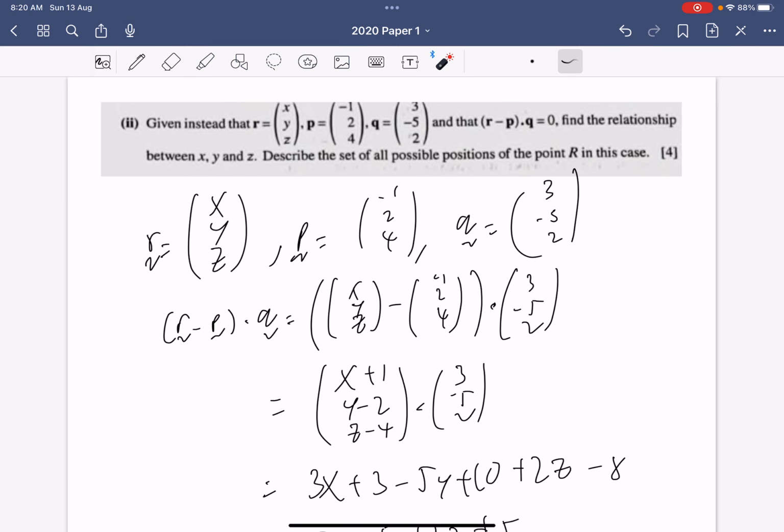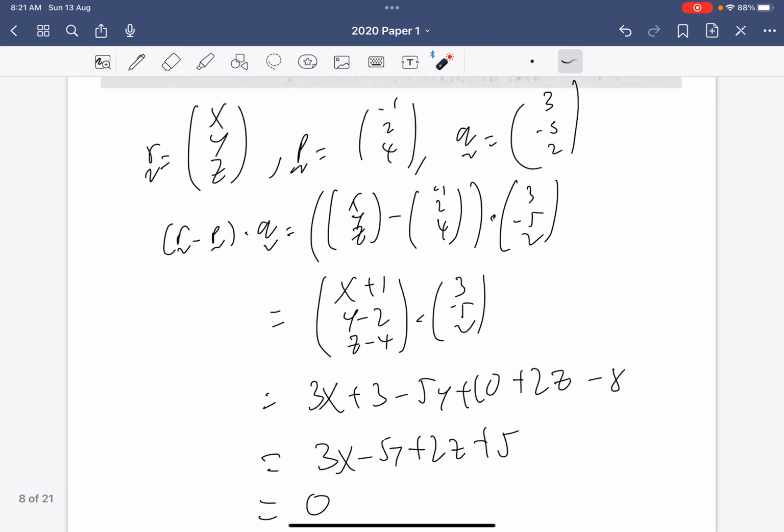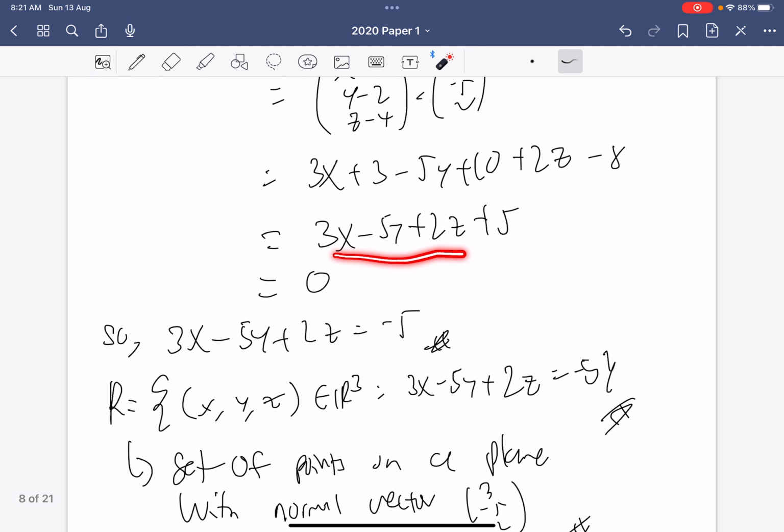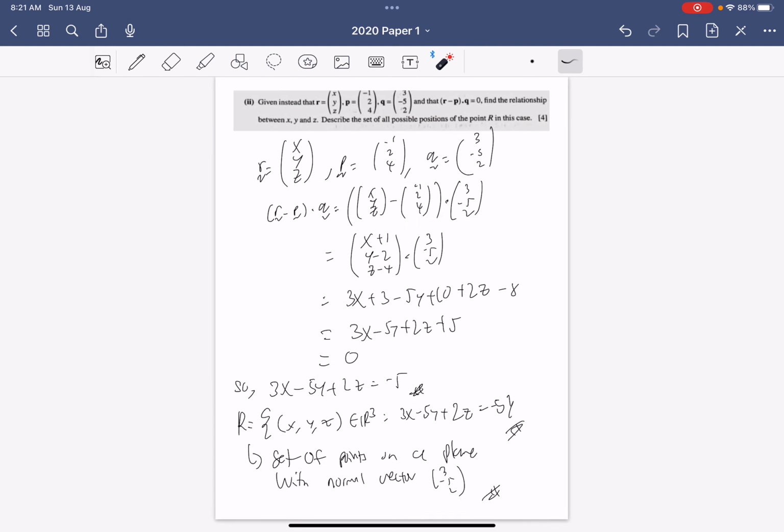Now we are just given the vectors R, P, and Q respectively, and we're supposed to find the relationship between x, y, and z. But now instead of cross, it's a dot multiply. In this case, because you already have the values, you just need to dot multiply normally, and you will see that 3x minus 5y plus 2z plus 5 equals 0. This means that 3x minus 5y plus 2z equals minus 5.